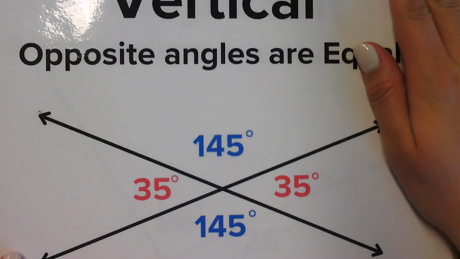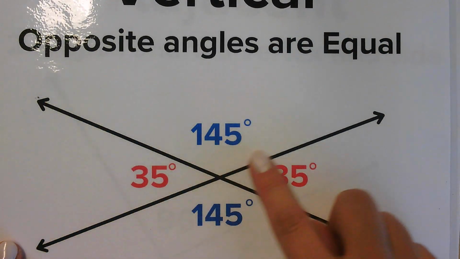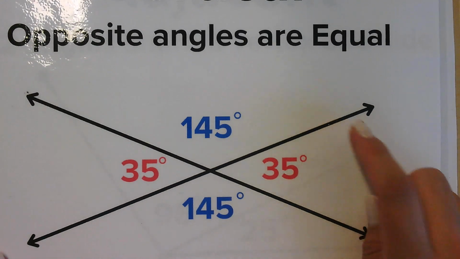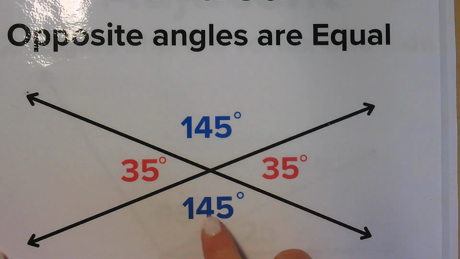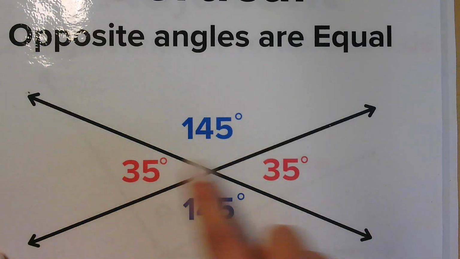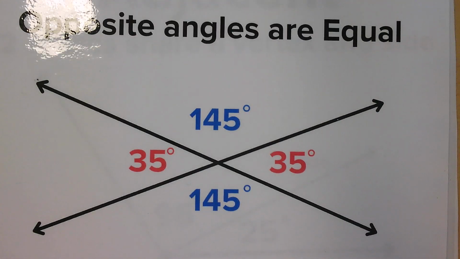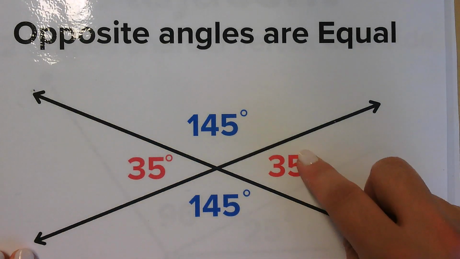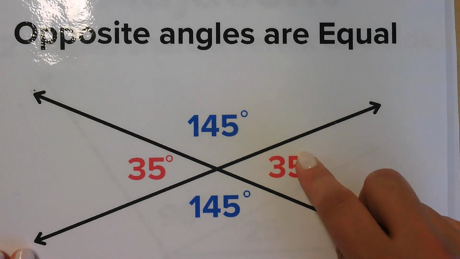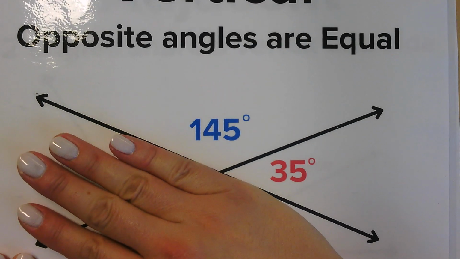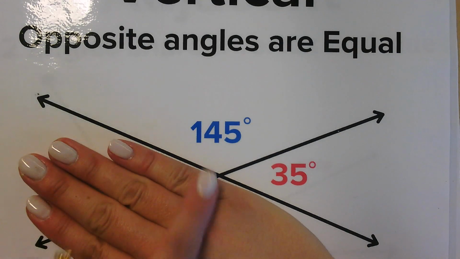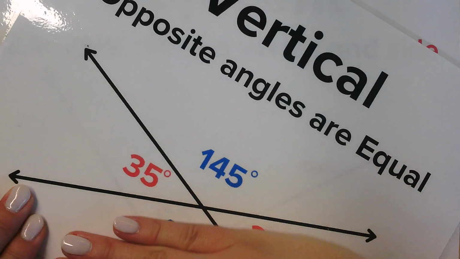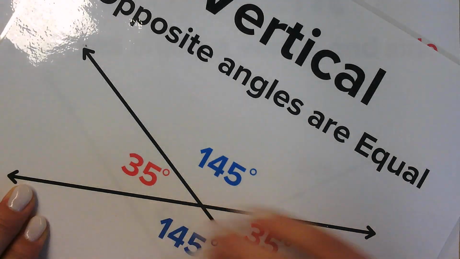Vertical angles happen when we have two lines that intersect. So these two black arrow lines intersect, and vertical angles mean that the angles opposite each other are equal. So 35 and 35, 145 and 145. And if you notice, all four of these angles will add up to 360, like a circle. And if you look at your line this way, a line is 180, and 145 plus 35 is 180. Same with this line. They will add up to 180.